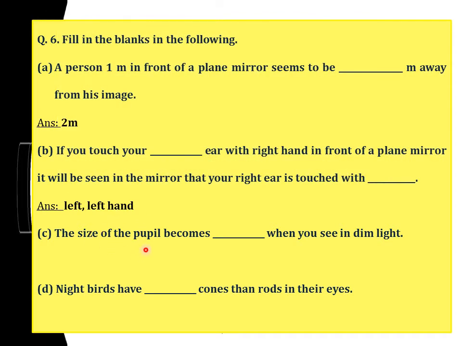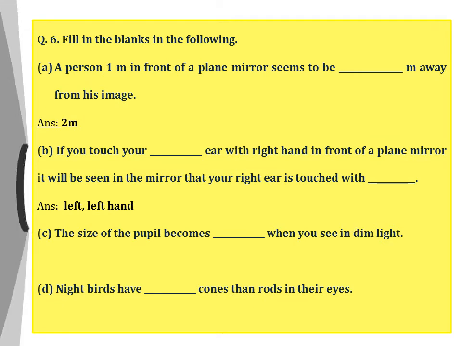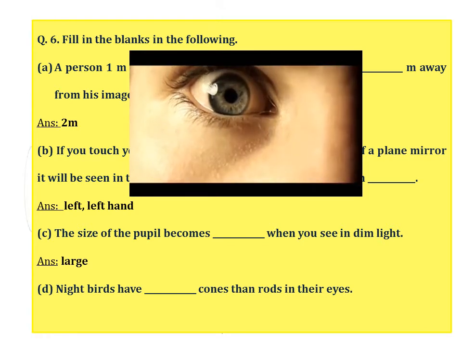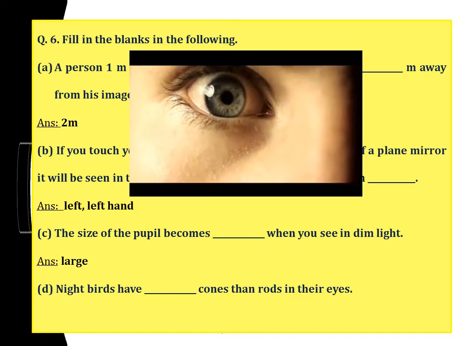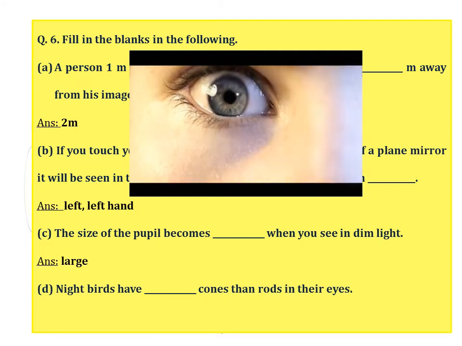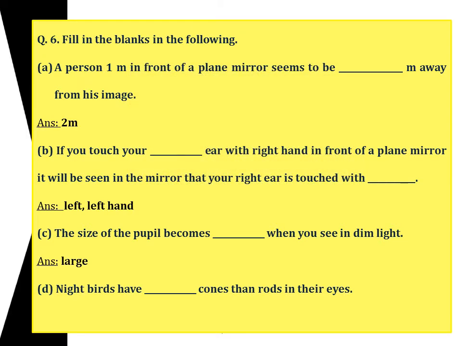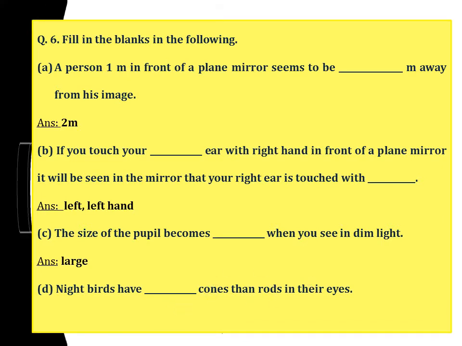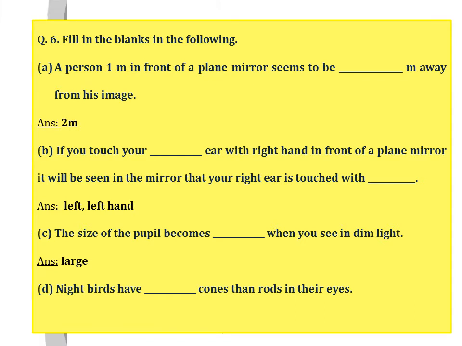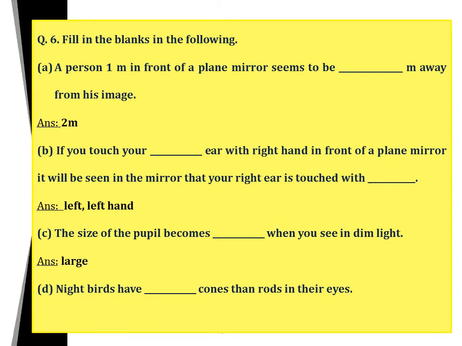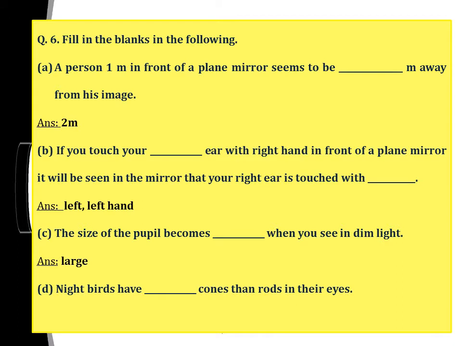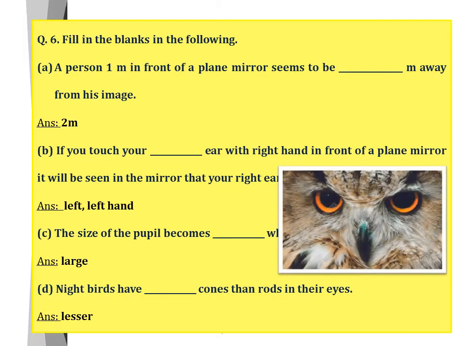Now see, the size of the pupil becomes dash when you see in dim light. What happens? The size of the pupil becomes large. That is, in dim light, the pupil dilates or enlarges so that more light can enter our eyes. Now D. Night birds have dash cones than rods in their eyes. We know that cones are sensitive to bright light and they are mainly responsible for color vision, and rods are sensitive to dim light. That is, they help in vision during dim light. Now night birds see in dim light. Hence, the cones are fewer compared to the rods in their eyes.